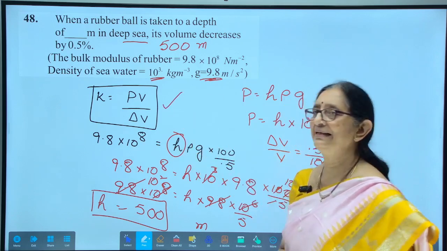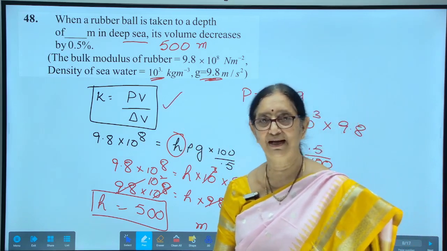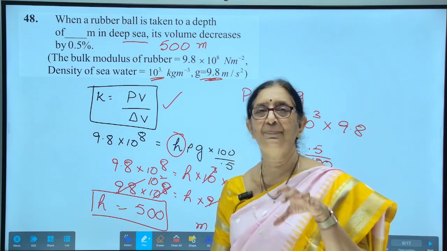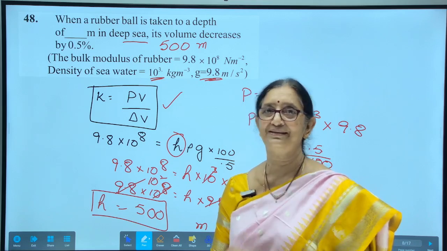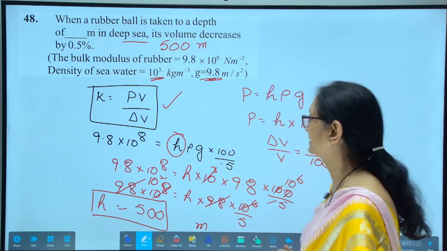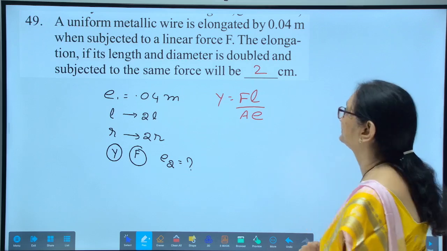Simply K is equal to PV by delta V. But pressure applied by a liquid column is H rho G, where H is the height of the liquid column. That's it. Move on to the next problem.